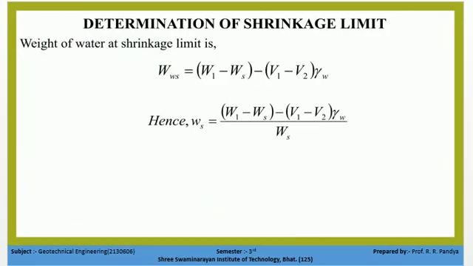To determine the shrinkage limit, the weight of water at the shrinkage limit is (W1 minus Ws) minus (V1 minus V2) times gamma W. Hence the shrinkage limit is equal to [(W1 minus Ws) minus (V1 minus V2) gamma W] over Ws. Put all these values into this equation and we can determine the shrinkage limit of the soil.